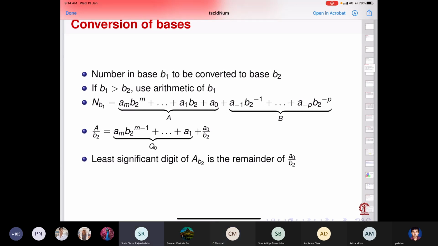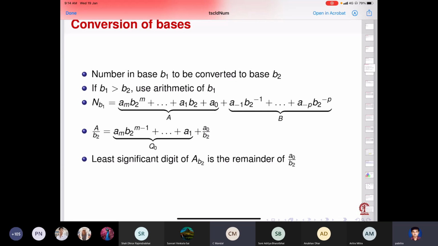Yes, sir. So the least digit would be the remainder of A by B2, which would be A naught. Yeah, that is exactly it. The least significant digit of A in base B2 is the remainder of A0 by B2.